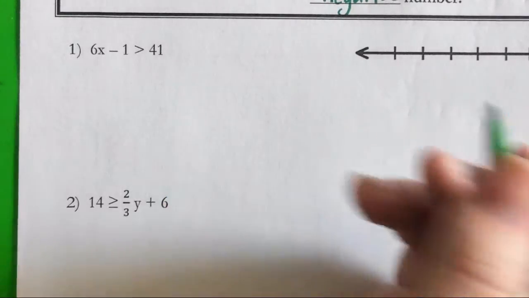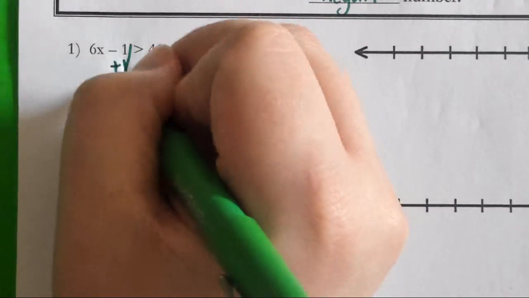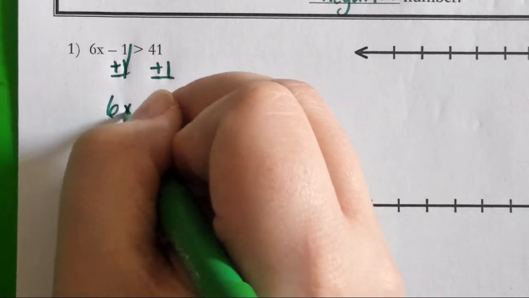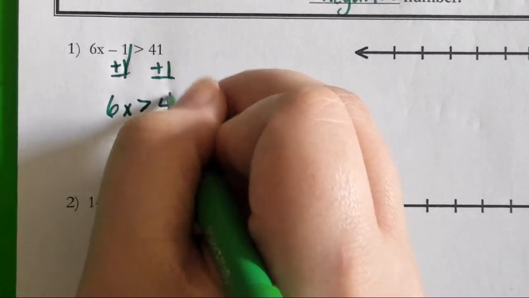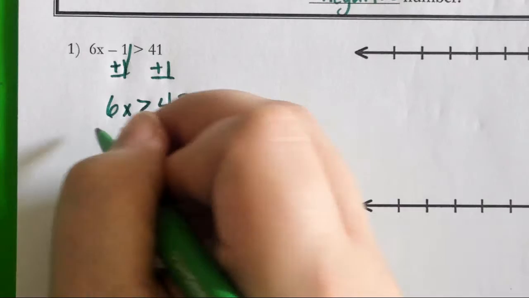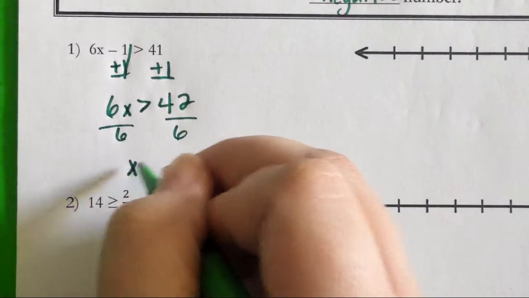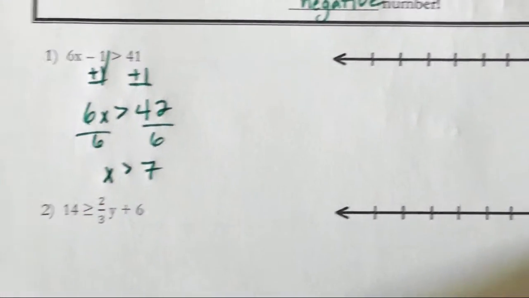Okay, Eric, let's have it. Add 1 to both sides. Okay, now what? I have 6x is greater than. Okay, and now what? Okay. Okay, so I have x is greater than 7, and you can have a point for that.